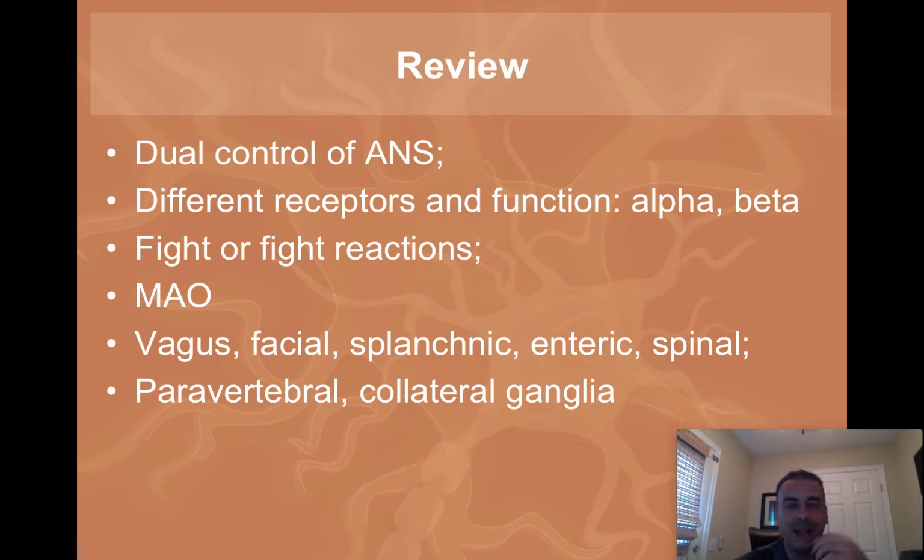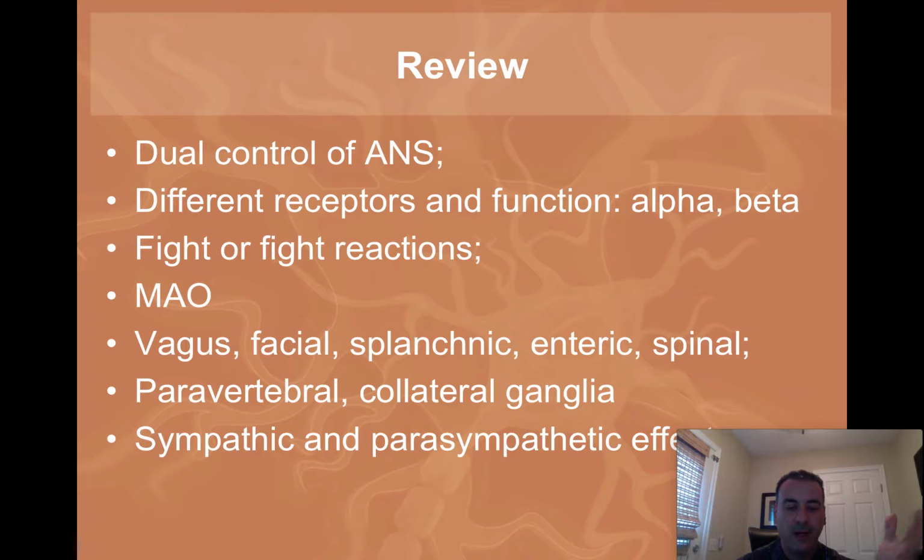Paravertebral and collateral ganglia. If I have a paravertebral ganglion, obviously you should know where a paravertebral ganglion is located. What's its function? Okay, we have ciliary ganglion. What's its function? Why is it located there? Specifically, when it comes to parasympathetics, and specifically when it comes to preganglionic and postganglionic fibers, which we'll get to in a second. So again, paravertebral ganglion and collateral ganglion. What are they? Where are they? What's their function?